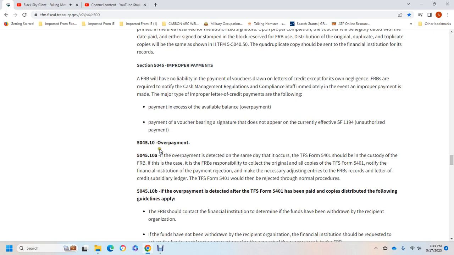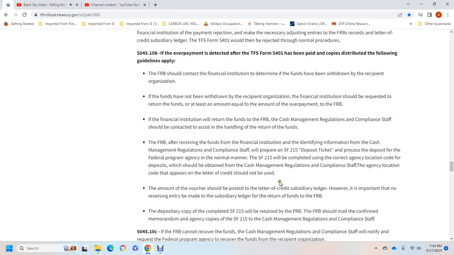The payment of a voucher bearing a signature that does not appear on the currently effective standard form 1193 is an unauthorized payment. Or 504510 overpayment, 504510A overpayment detected the same day, but Form 5401 should be in the custody of the Federal Reserve Bank. In that case, the Federal Reserve Bank is responsible to collect the original copies of the 5401, notify the financial institution of payment rejection, and make necessary adjustments to the Federal Reserve Bank records, and the customary subsidiary ledger. The 5401 would then be rejected with normal procedures.